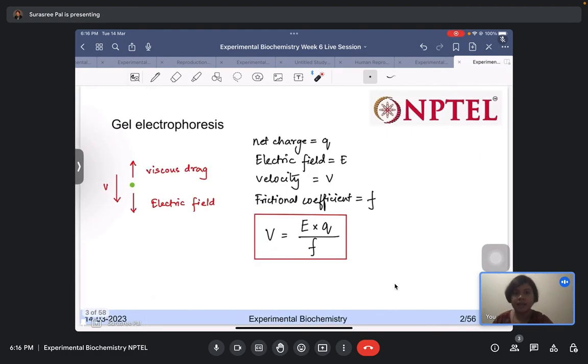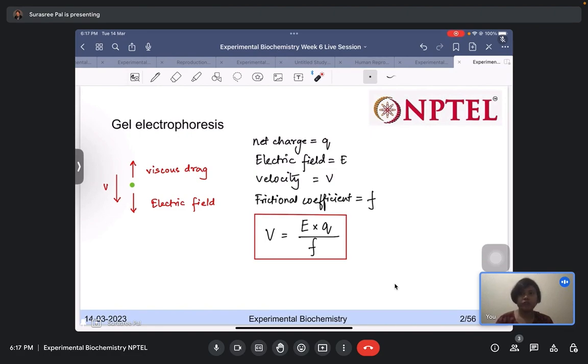Now, what is gel electrophoresis? Basically, we have a protein sample, or it can be a DNA sample. We want to run this protein or DNA sample in a gel. Now, what is a gel? A gel is a matrix, which is actually a polymer. It is porous, inert, and a chemically stable matrix, and it has a particular pore size.